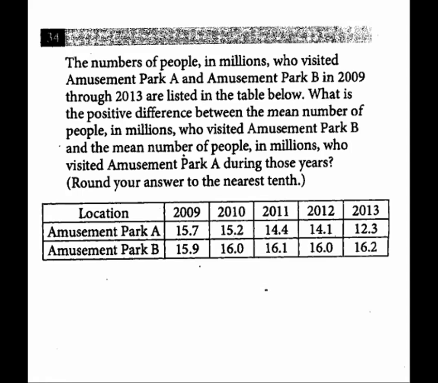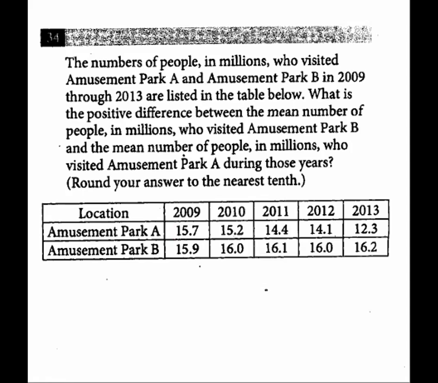Okay, so for question 34, we have how many people visited amusement parks A and B from 2009 through 2013. What is the positive difference between the mean number of people who visited amusement park A and B between those years? So basically, what it's asking is find the average of A and find the average of B. That's all it's asking, and it's asking us to subtract the two from each other.